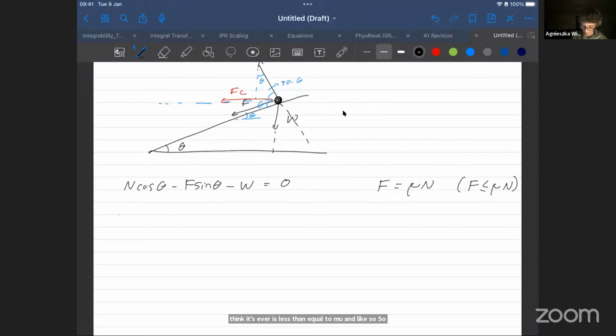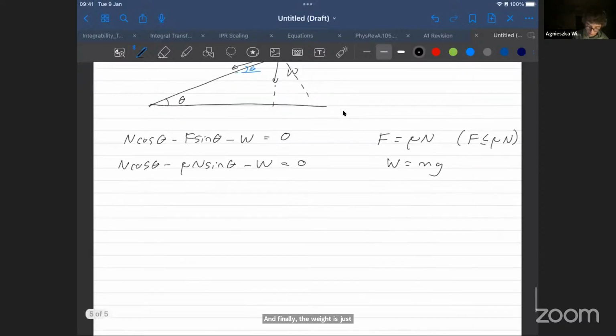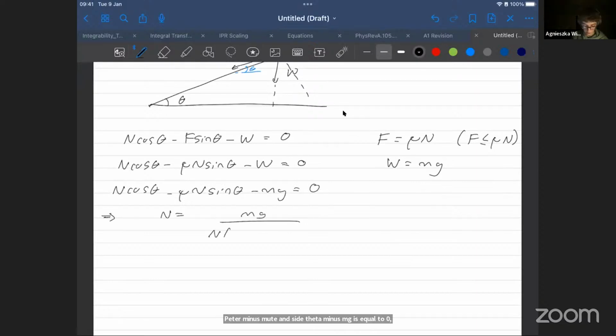So I know that N cos theta minus mu N sine theta minus the weight is equal to 0. And finally, the weight is just equal to mass times the gravitational field strength. So I get N cos theta minus mu N sine theta minus mg is equal to 0. Rearranging that, I get that N is equal to mg over (cos theta minus mu sine theta).